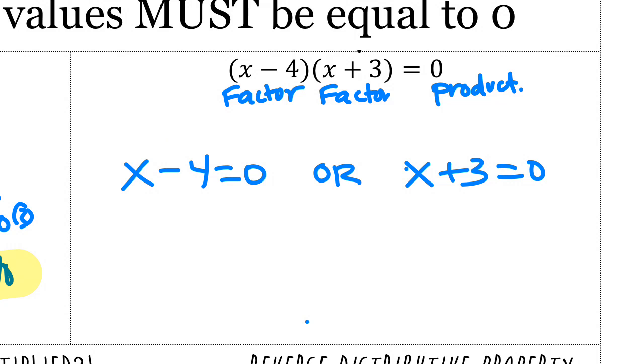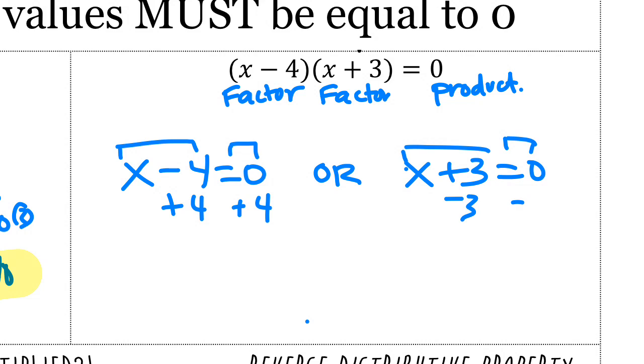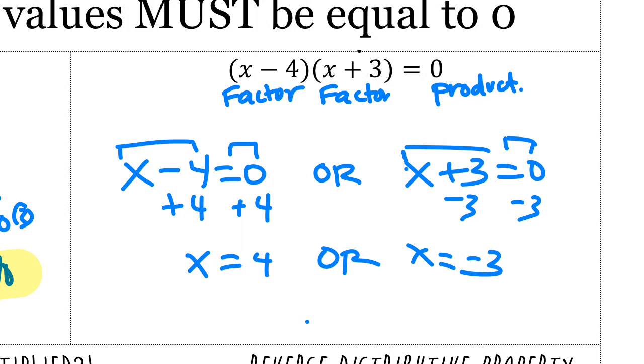We set each of the factors equal to 0 because this gives us two straightforward, simple equations that we can solve. Add 4 to both sides, take away 3 from each side. You find that x equals 4 or x equals negative 3. So these are the solutions to this equation based on using what we know.